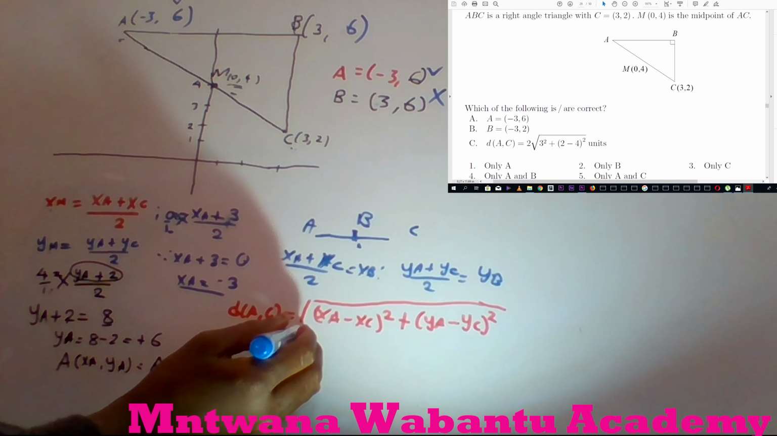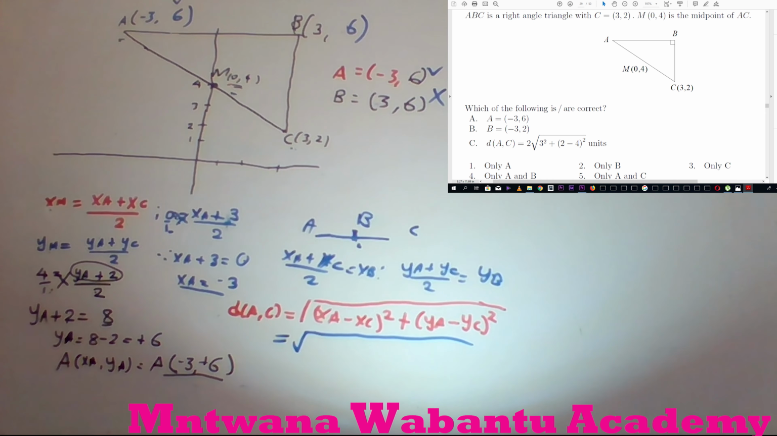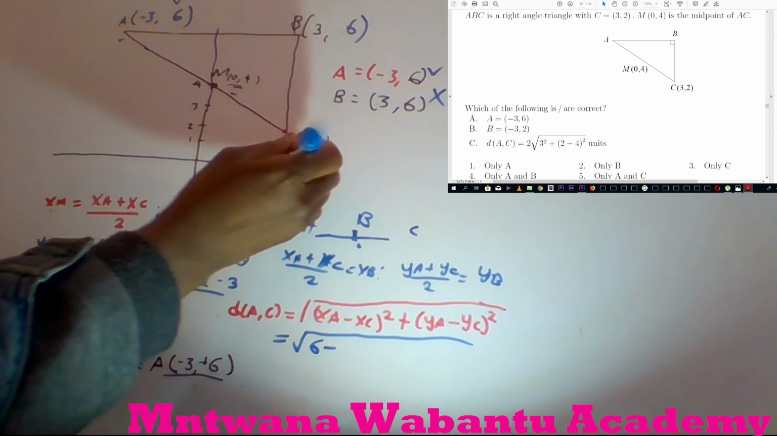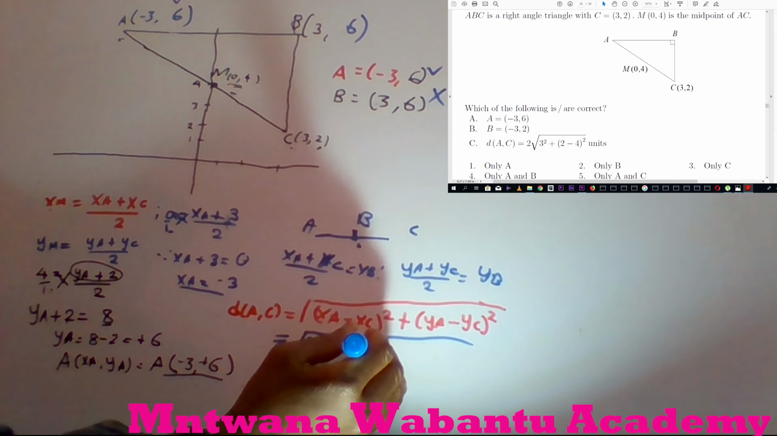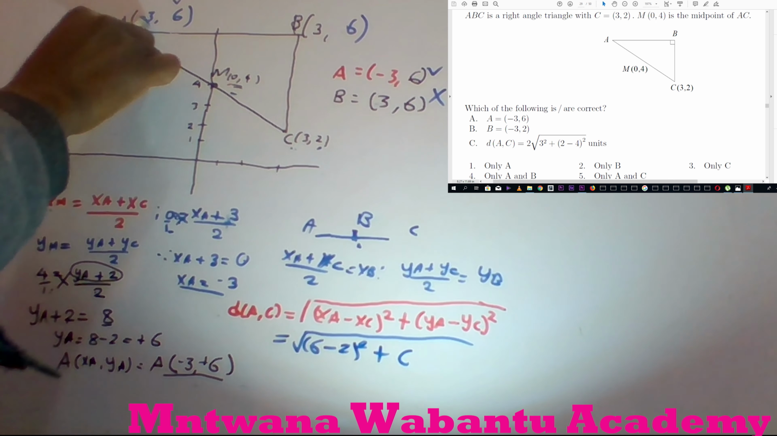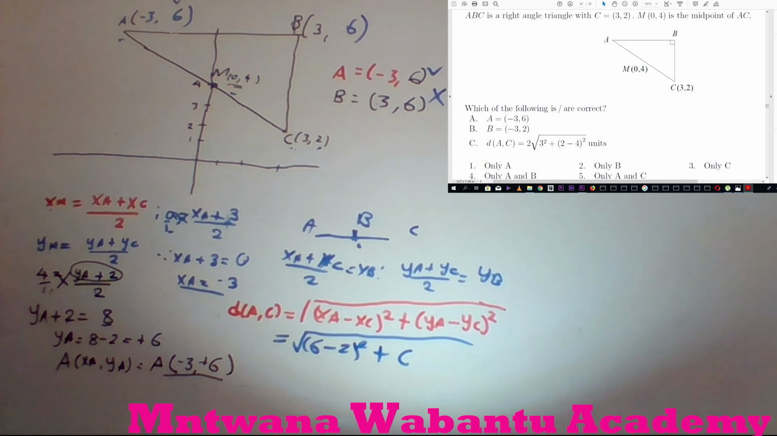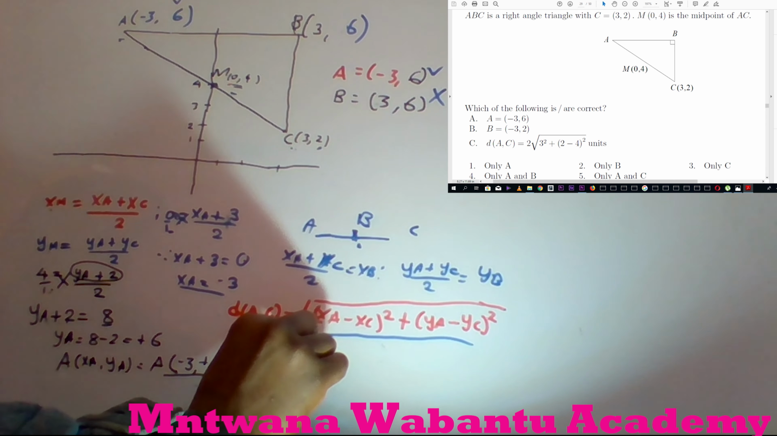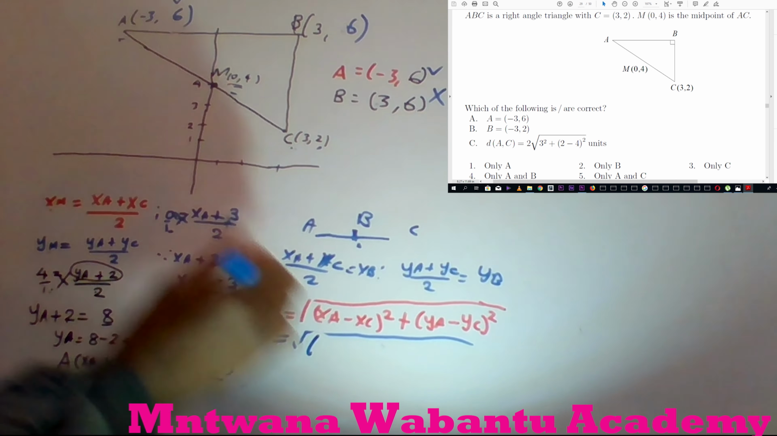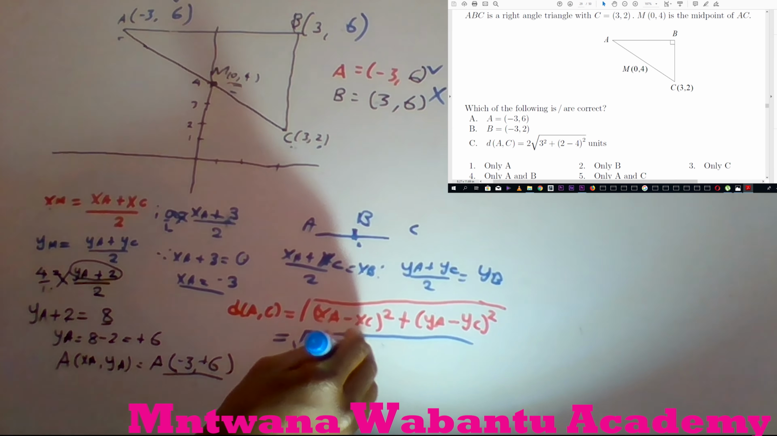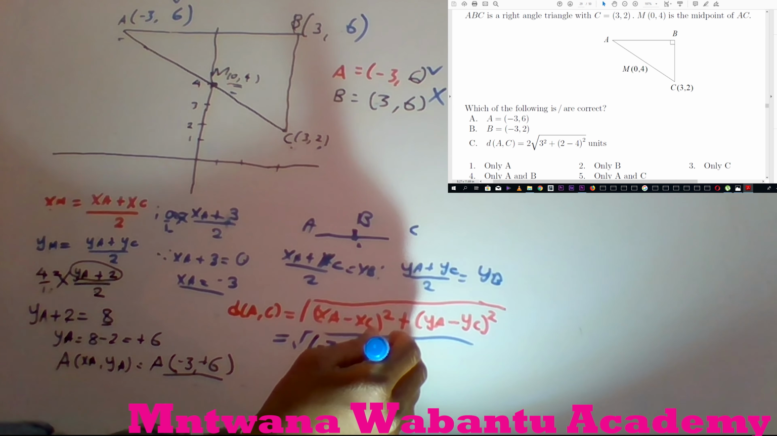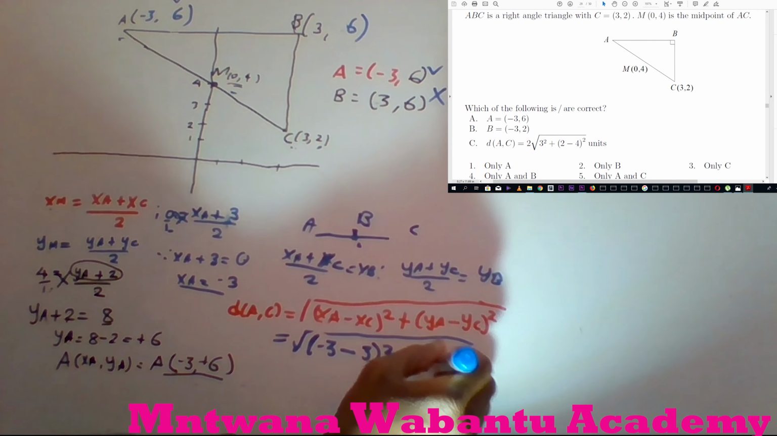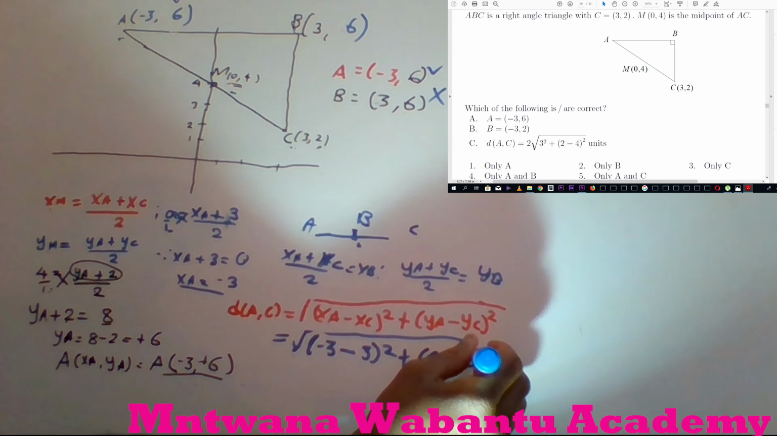So this distance equals the square root of y at A. What is y at A? Equal to 6. 6 minus y at C equal to 2 bracket square plus... No, I made a mistake, my apology. So we're going to say here x at A equal to negative 3 minus x at C equal to 3 bracket square, and then we plus y at A equal to 6, y at C equal to 2 square.